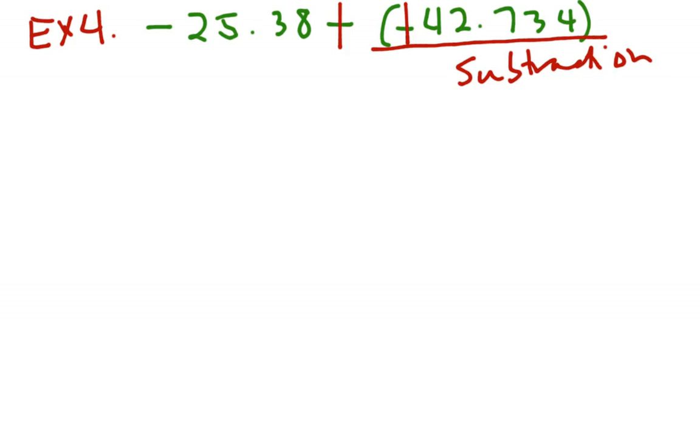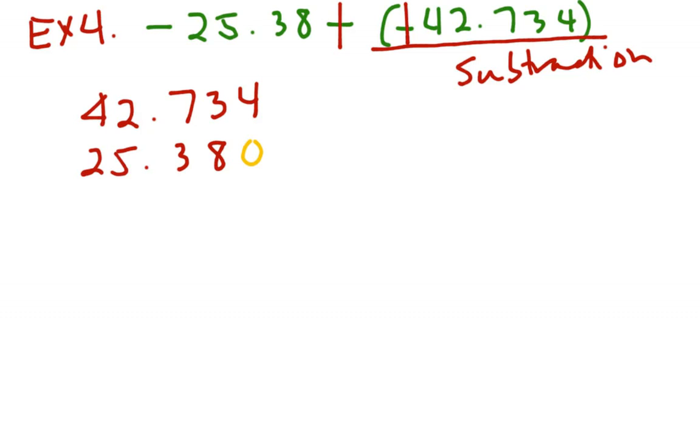But I'm going to use subtraction, and whenever I subtract, I have to subtract the smaller number from the bigger number. So the bigger number here is 42, the smaller is 25. So I'm going to rewrite this vertically. 42.734 is my bigger number. Subtract my smaller number. Fill in with zeros wherever I need to. Line up my decimals. So my answer is going to have a decimal.